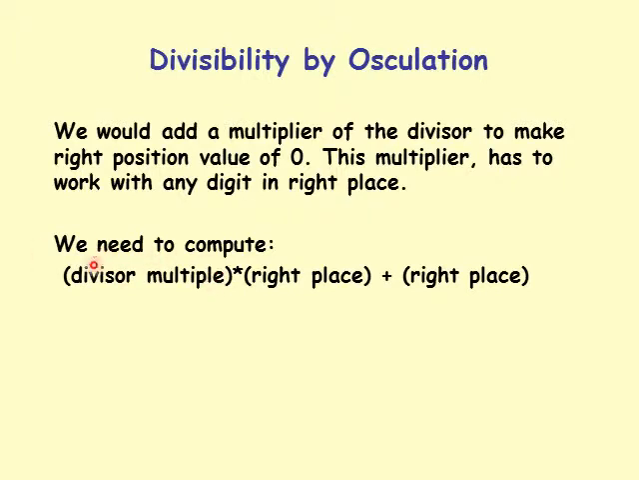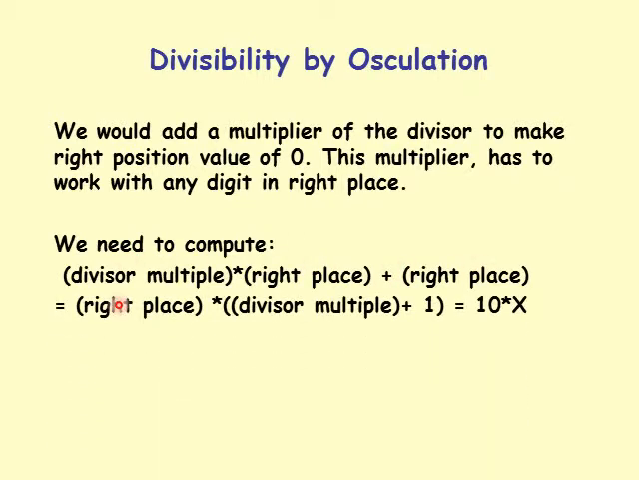We need to compute a multiple of the divisor times the right place value plus the right place value. The right place value is a common factor in these two expressions, one to the left of the plus sign and one to the right. Let's see what happens. The right place times (divisor multiple plus 1) has a 0 at the end, so it must be a multiple of 10. That means this number, divisor multiple plus 1, must be a multiple of 10 too.